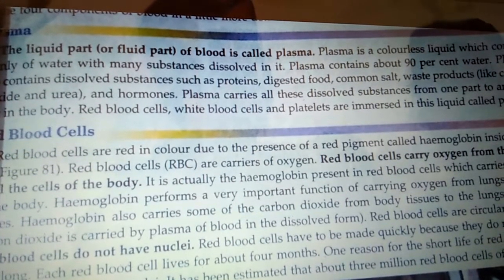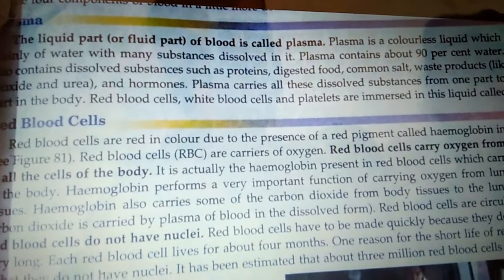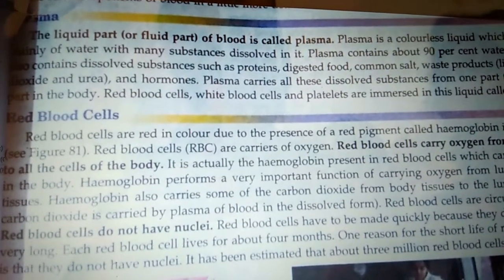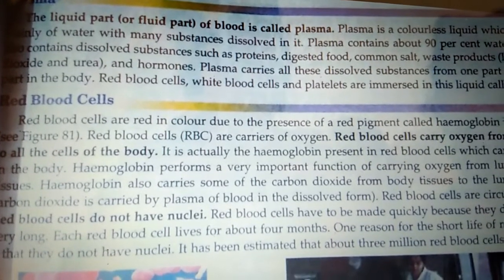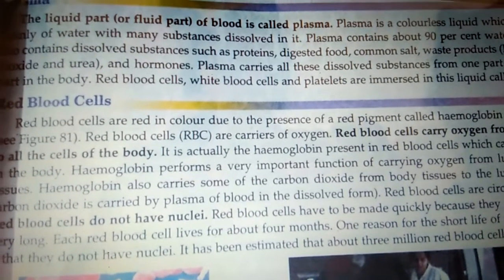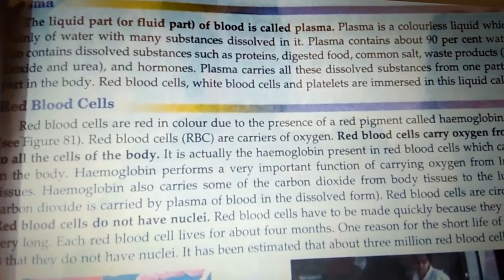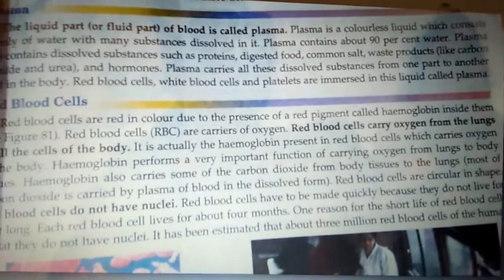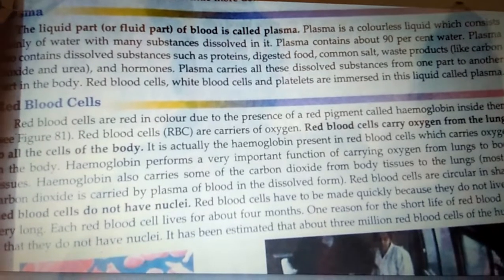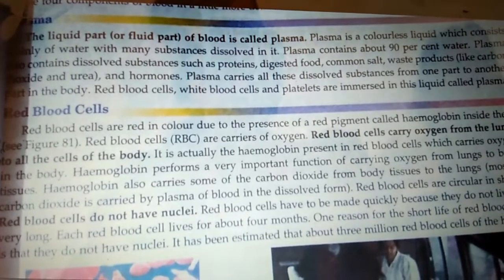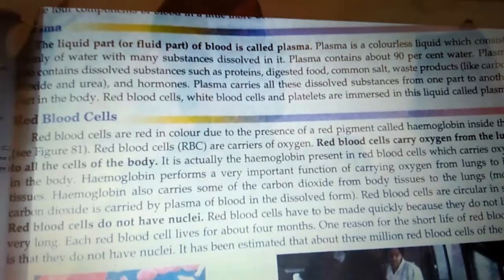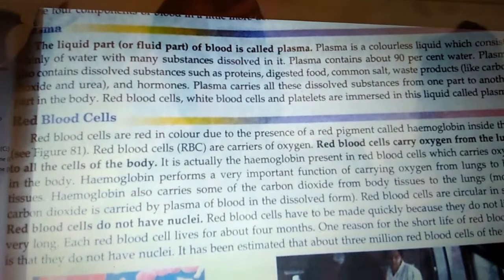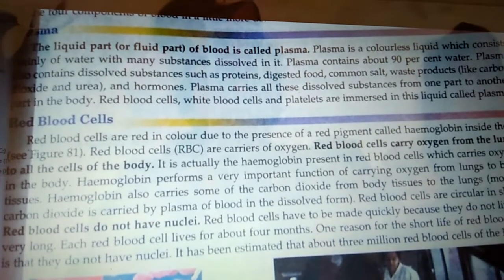Now the next part of the blood, that is the RBCs. RBCs means red blood cells, or red blood corpuscles. Now why are RBCs red in color? Because they contain a pigment. That pigment is called hemoglobin. Hemoglobin is made up of iron. So this hemoglobin is responsible for carrying oxygen. In the human body, oxygen is carried with the help of the RBCs. We have studied it also.